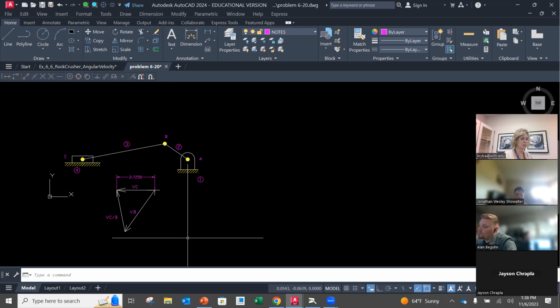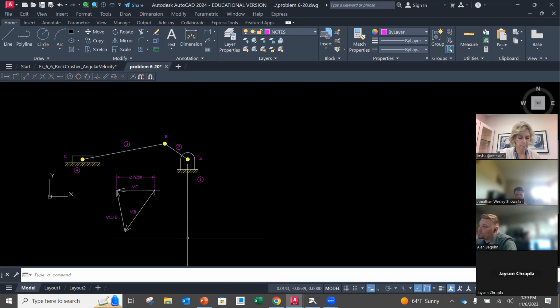So any questions? Today we really looked at problems that are going to be using the relative velocity method graphically for crank and rocker type of applications, and also crank slider applications. At this time, do you have any questions in regard to the work that we've looked at so far?